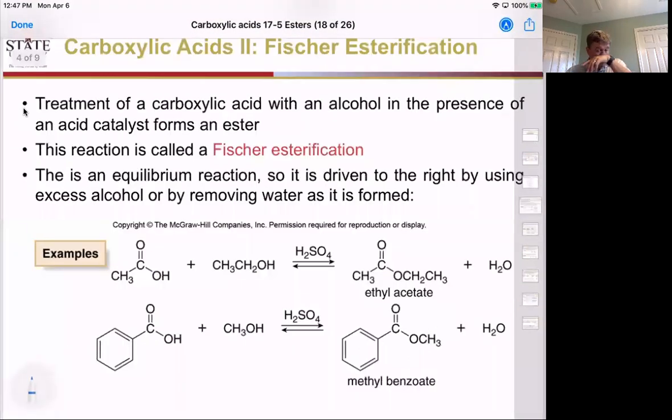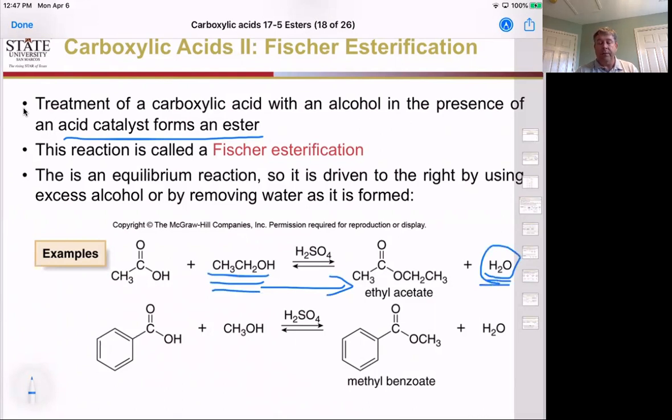In the Fischer esterification, we have treatment of a carboxylic acid with an alcohol in the presence of an acid catalyst to form an ester. And so this is an equilibrium reaction that is driven to the ester, in this direction or the right, by having the water removed or having a lot of the alcohol. If you think about it, water can also act as a nucleophile and drive the reaction back. So by having an excess of the alcohol, you're able to drive the reaction to the right.